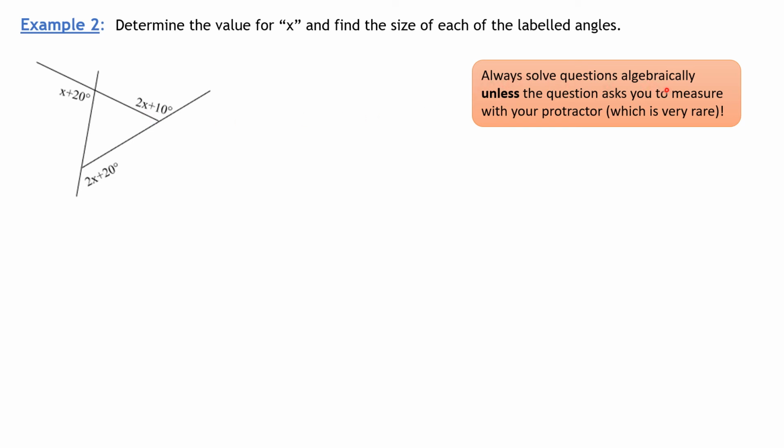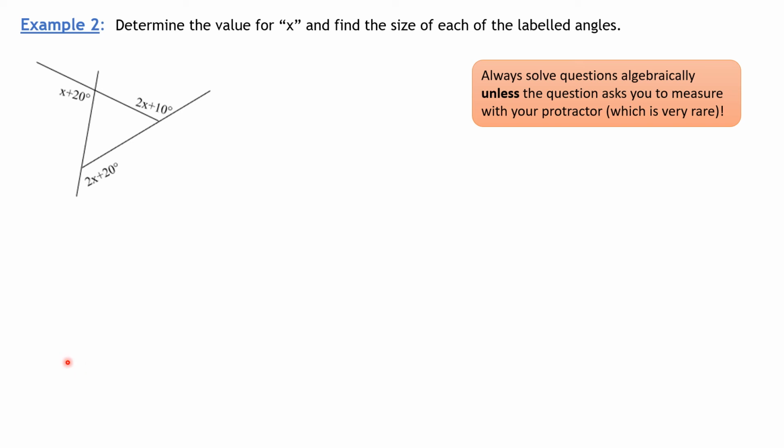Always solve questions algebraically unless the question asks you to measure it with your protractor, which is very rare. But every once in a while I'll see students just pull out their protractor and measure it and write down the answer. I'm not going to give you any marks for that unless you're told to measure it. You have to actually show the work here. Okay, so what are we going to do?